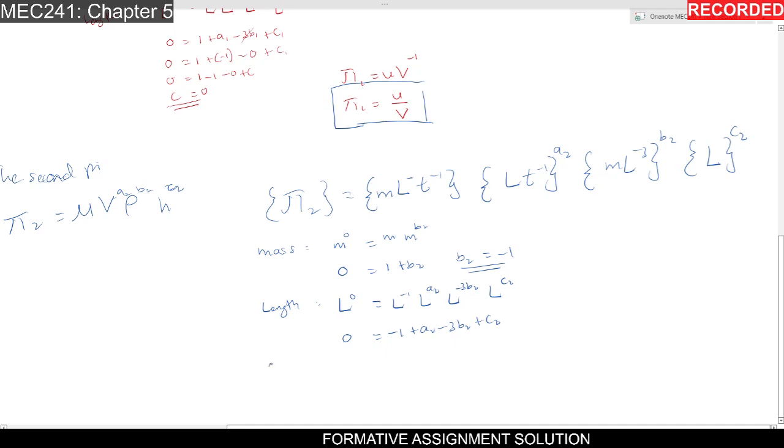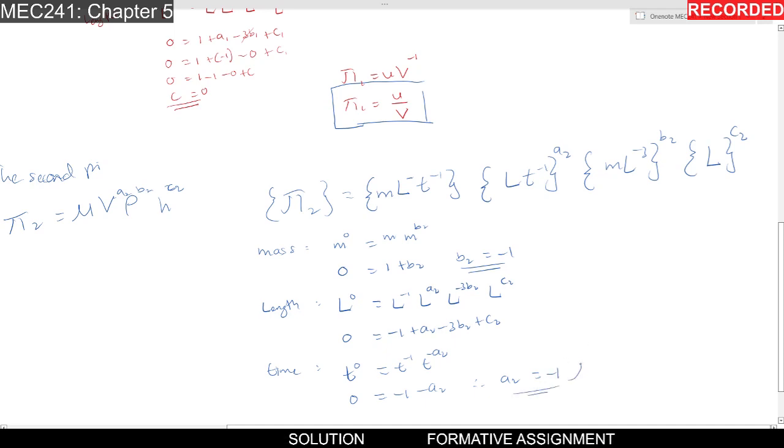We go to the time here. Time T to the power of 0. Here is minus 1, and here is T to the power of a, so minus a2. Here we don't have T, and here also no T. So finally we get 0 equal to minus 1 minus a2. And then you will get a2 equal to, we put it to the left side, so a2 equal to minus 1.